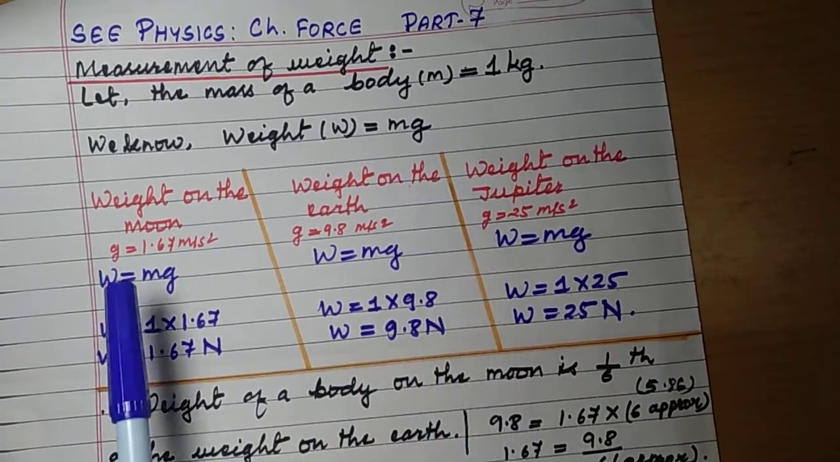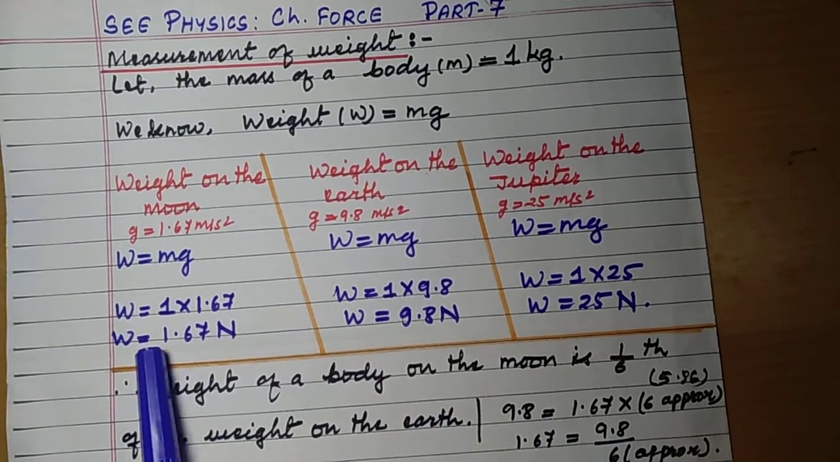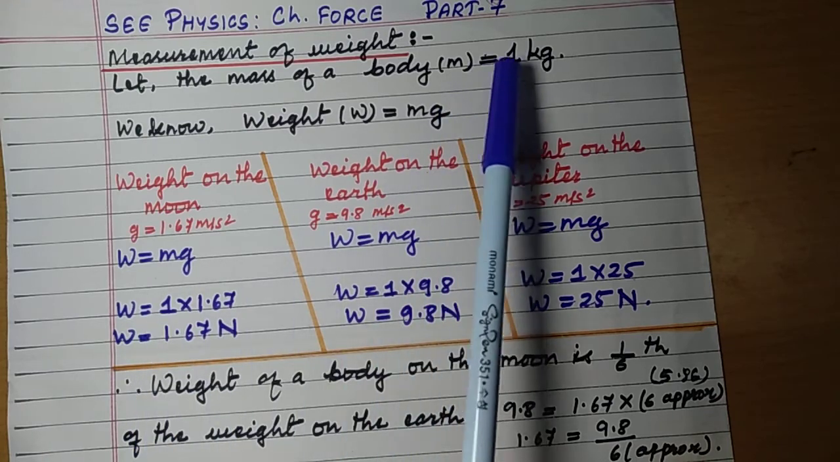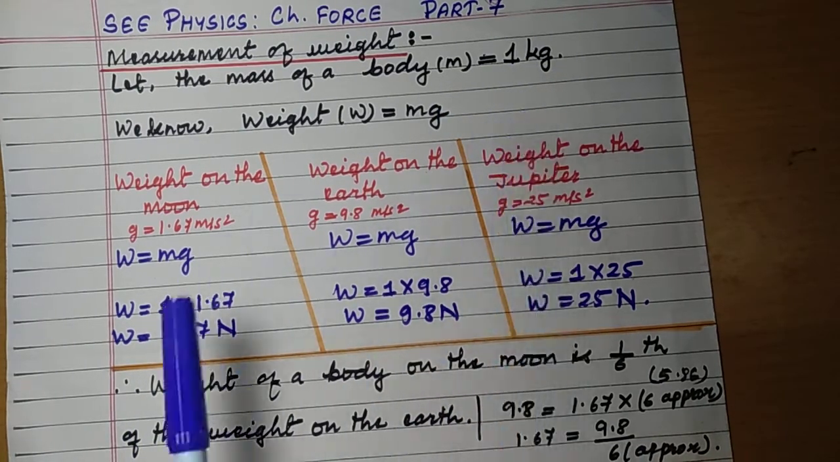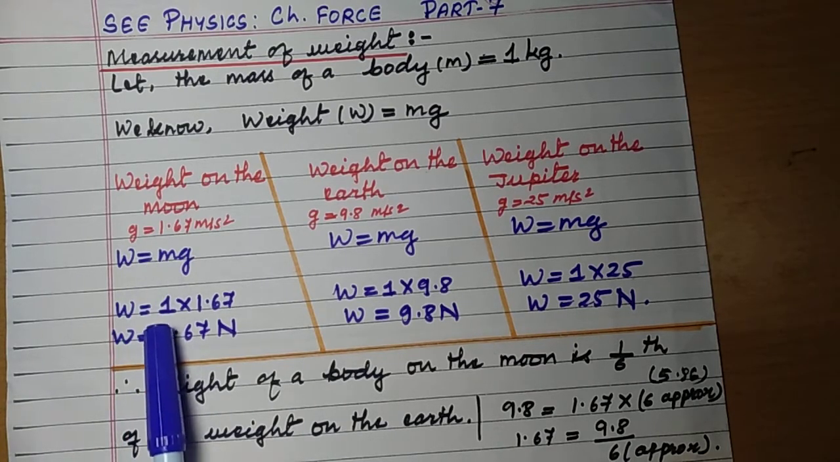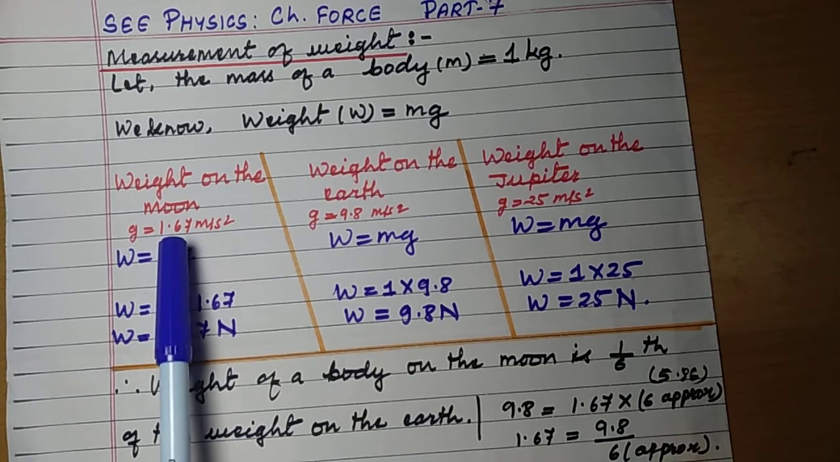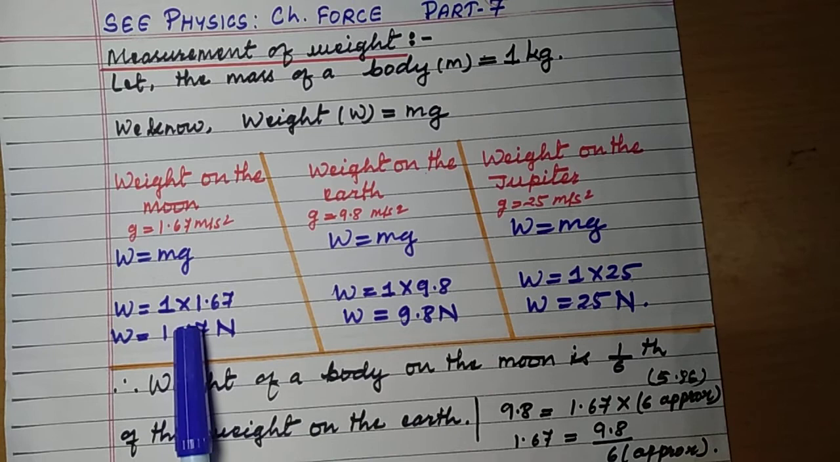Now we are going to calculate weight, W equal to mg. Here the mass of this body is 1 kg. This 1 kg mass remains the same in all cases. So mass is 1 kg and the value of g on the moon is 1.67 meter per second square. Now this value is substituted.